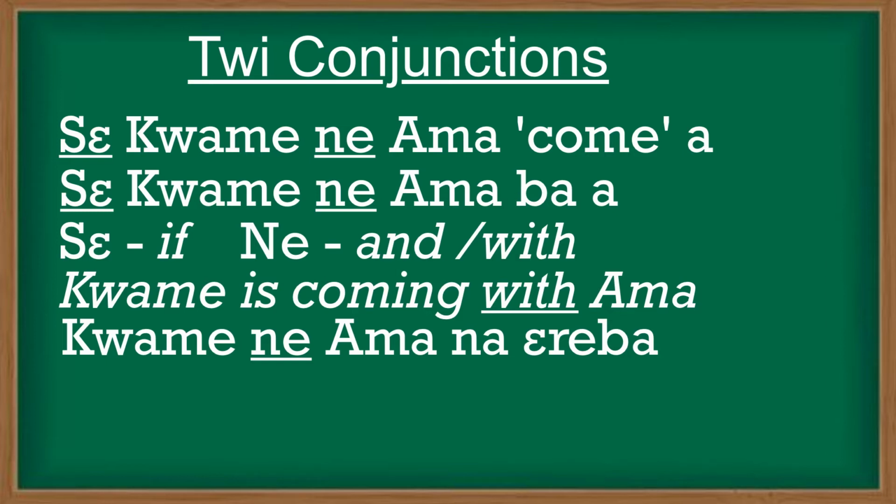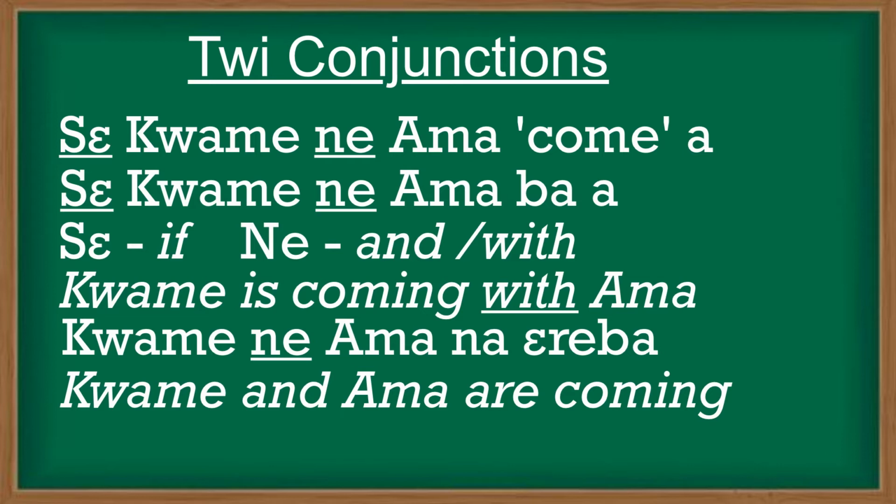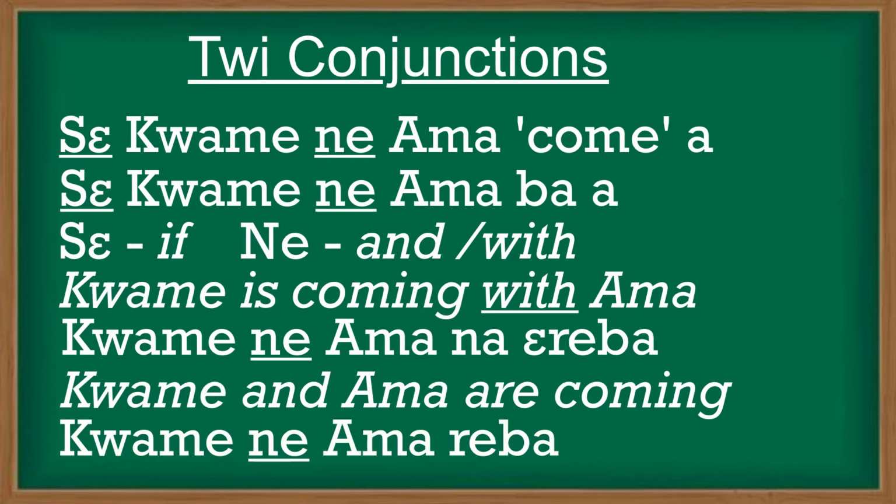Kwame is coming with Amma: Kwame ne Amma na eba. Kwame and Amma are coming: Kwame ne Amma eba. You see, for Kwame and Amma, I still used ne. Kwame ne Ama. Kwame is coming with Ama: Kwame ne Ama ne eba. So in all of them, I used what? Ne, ne, ne. When we say ne, as far as conjunctions are concerned, it means and, or with.